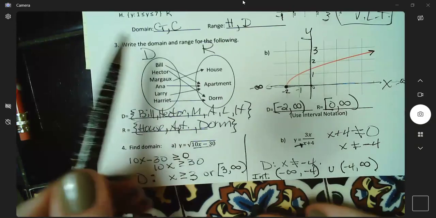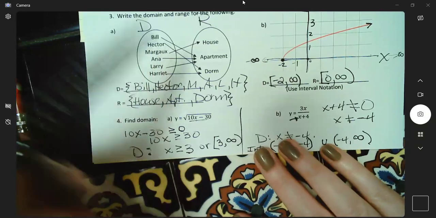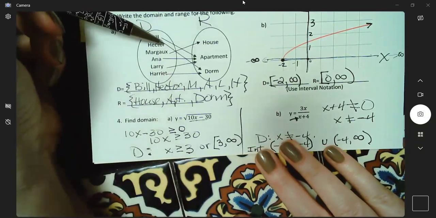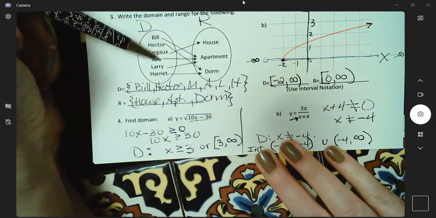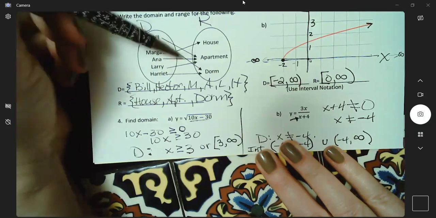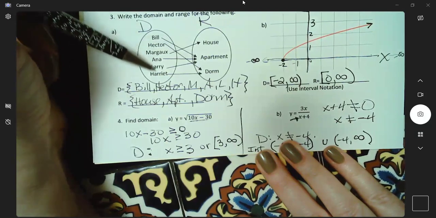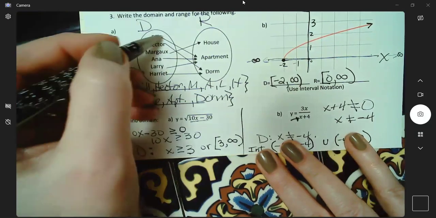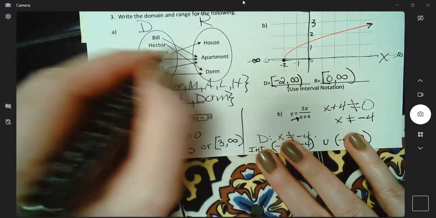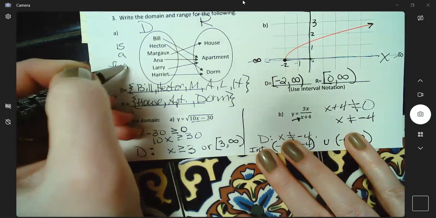Okay, well, the equivalent of it, if you have a mapping or an arrow diagram, you just look at how many arrows are coming out of each member of the domain. Every arrow represents a pairing. So as long as there's only one arrow coming out of each member of the domain, it is a function, because that is what we have here. There's nobody that's living in 2 places at once. So it is a function.